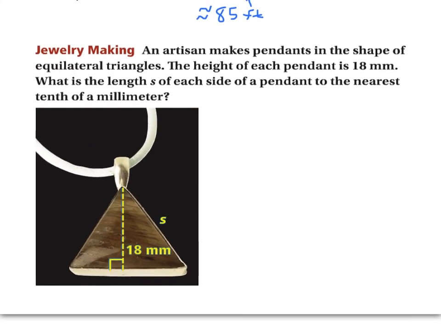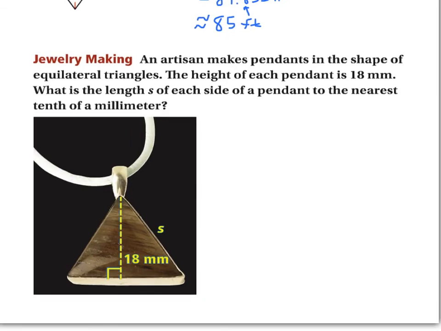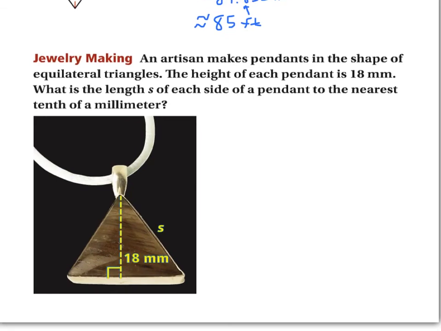All right, let's take a look here. An artisan makes pendants in the shape of equilateral triangles. The height of each pendant is 18 millimeters. What is the length S of each side of the pendant to the nearest tenth of a millimeter? Again, you're going to be rounding this one, so you're going to put this one in decimal form. Now, you'll notice it says it's an equilateral triangle.